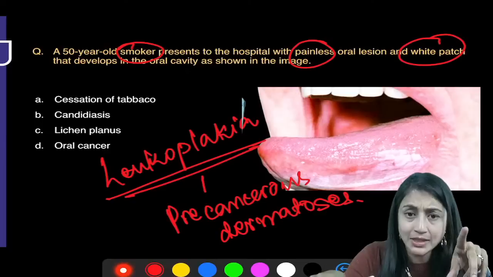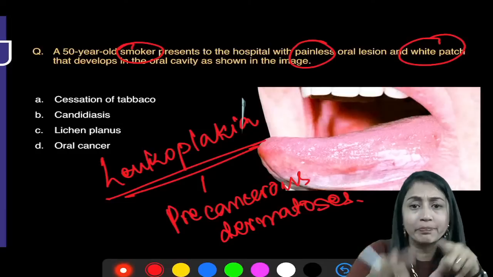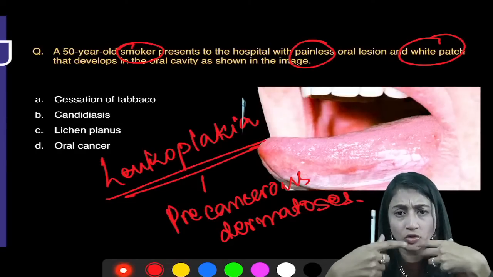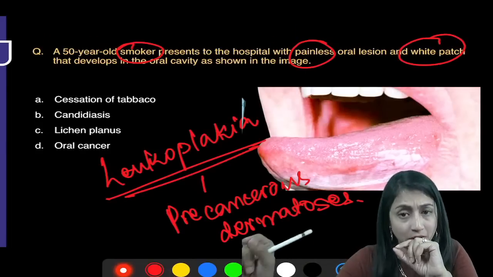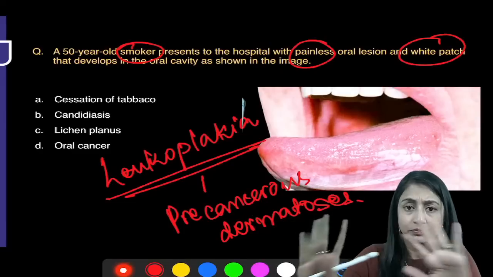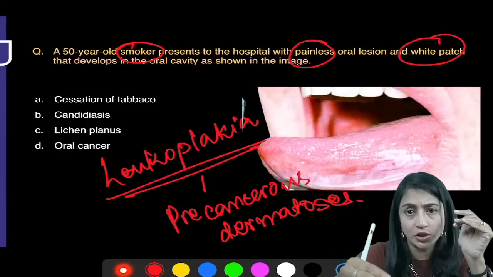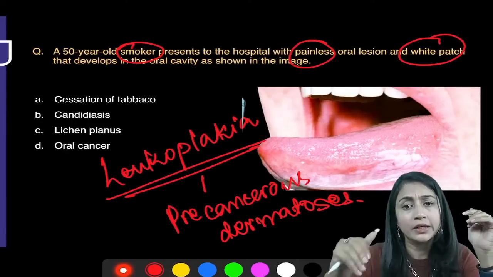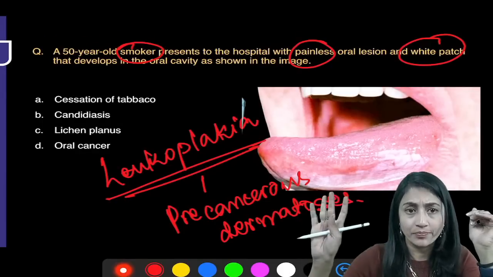How do we manage that? You have to stop smoking. If the patient was taking tobacco, you have to stop tobacco, areca nut or tobacco chewing, and you have to monitor the patient regularly and go for a biopsy. That is the sequence of events if this was the question. So the diagnosis, if they had asked you, it would be leukoplakia. If they had asked you how would you manage, then cessation of tobacco and biopsy, right?